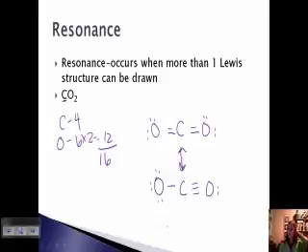Okay, and so when you're looking at resonance, you may need to draw more than one structure if that's what it asks you to do. So you can only have resonance when you have double or triple bonds present, so always be looking for that.